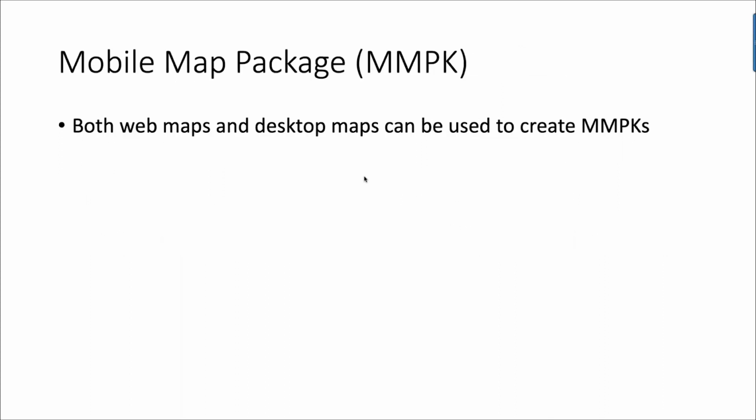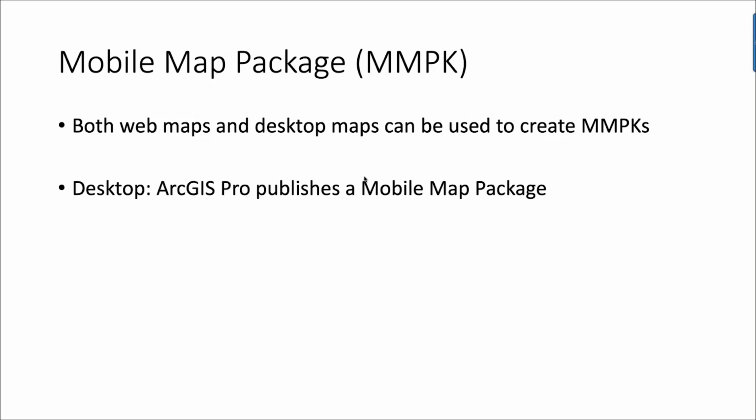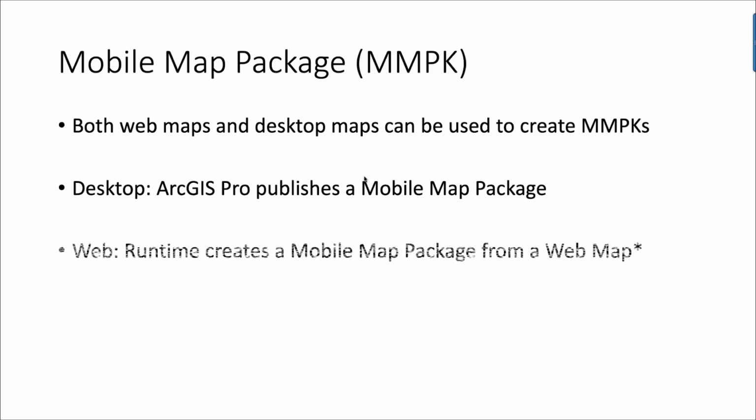Mobile map package is derived from these kind of maps. So web maps and desktop maps can be used to create this thing called a mobile map package. A mobile map package contains maps that the runtime can work with. In desktop, you use ArcGIS Pro to publish a mobile map package. When you're working on the web, you point the runtime at a web map, and runtime creates essentially a mobile map package on the device, but you never really get to see that. It's all hidden behind an API. And we'll see these APIs in action in a second here.